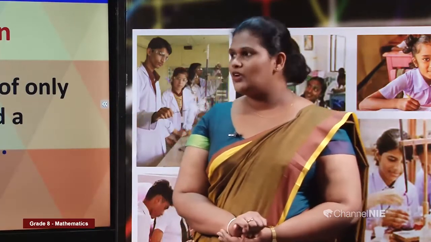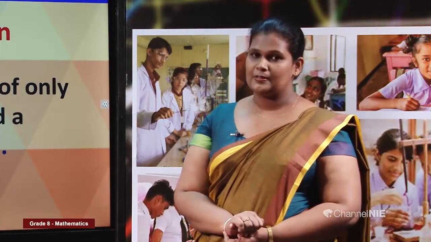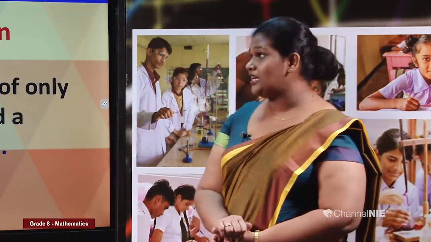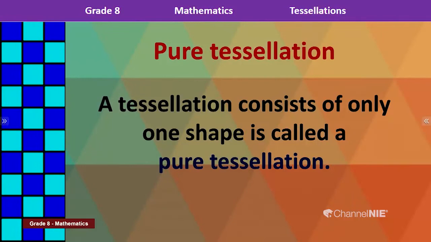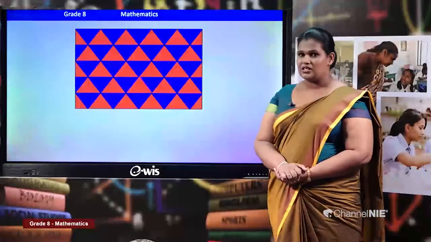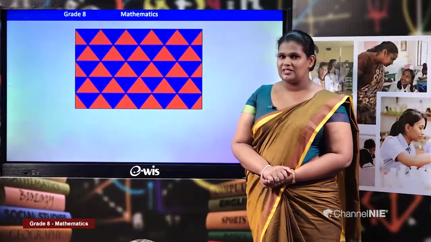So first of all we will define a pure tessellation. We can define a pure tessellation as a tessellation that consists of only one shape. That means we are using only one shape to create these pure tessellations. Right. We will go through some examples.